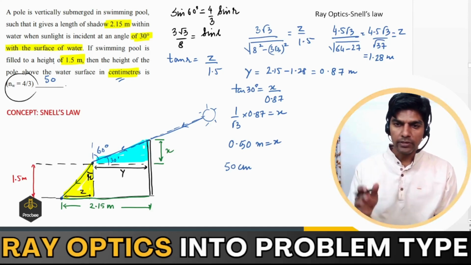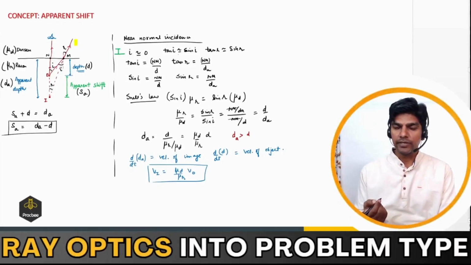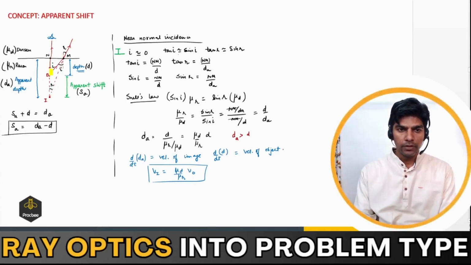Okay, so only the calculation is tricky in this question, the rest of the question is easy. So the next concept is based on the apparent shift and apparent depth concept. Suppose we are given an object which is placed in a medium, let us say mu r, and d is the original depth of the object from the interface. So that is the interface and this is the observer.